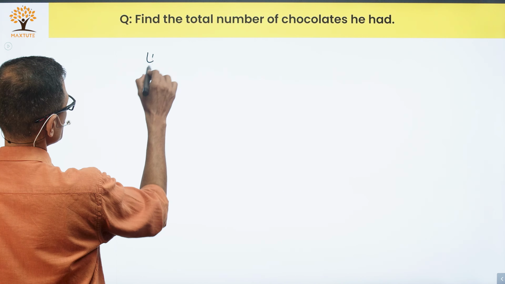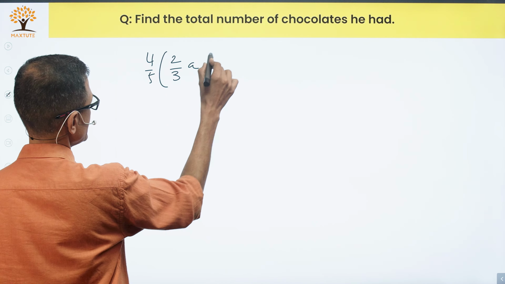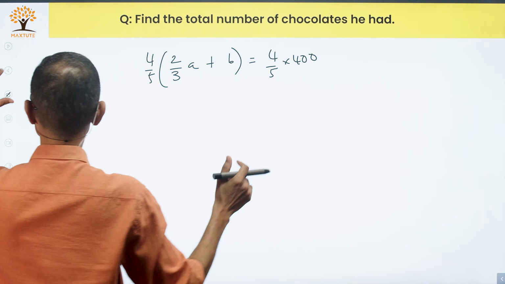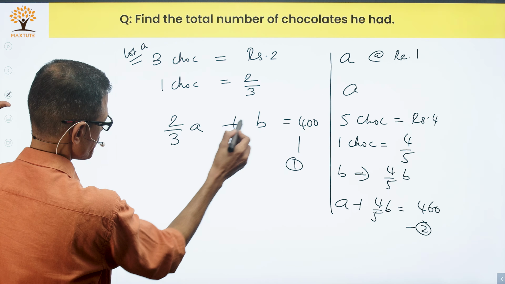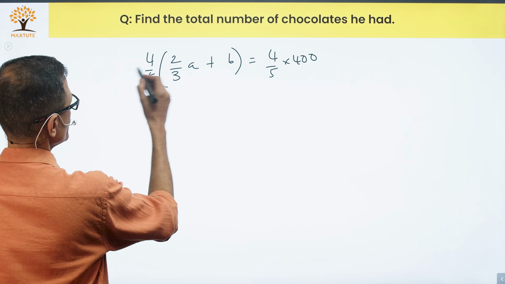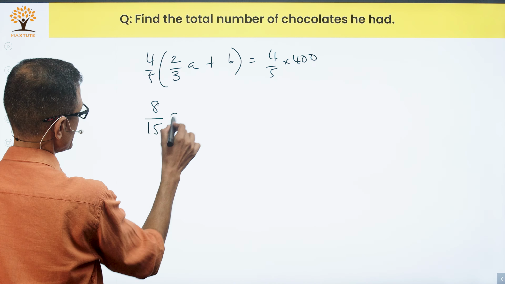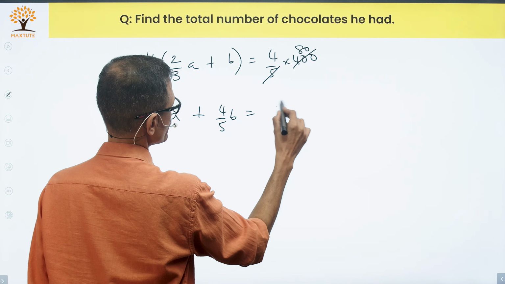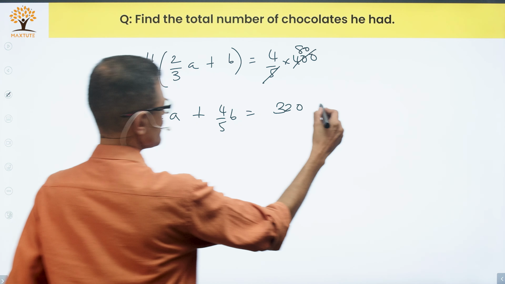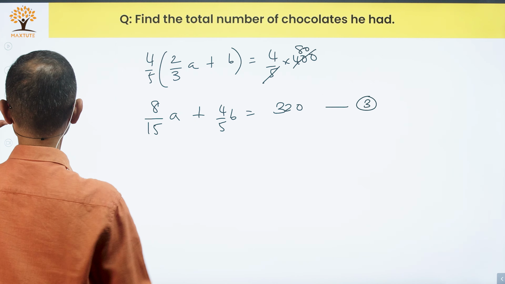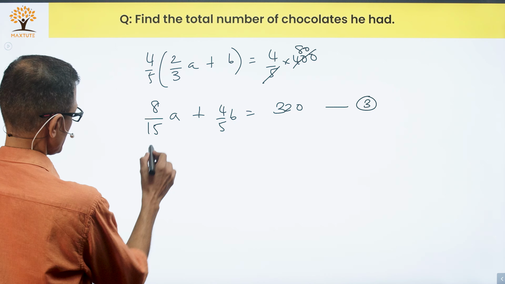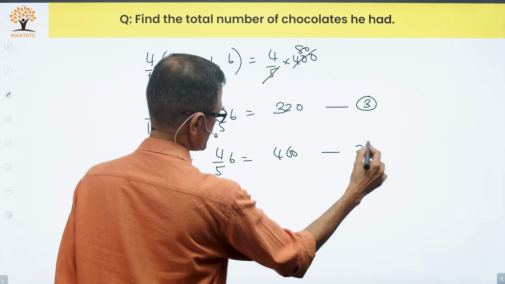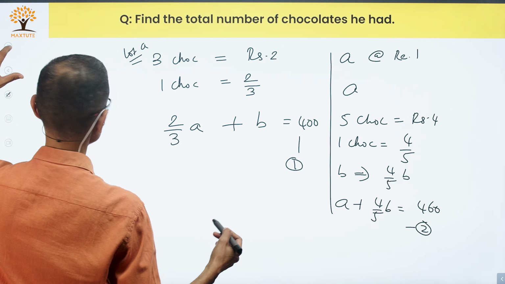You're going to get 4 by 5 into 2 by 3A plus B is equal to 4 by 5 into 400. Let me just check it. 4 by 5 into 2 by 3A plus B is equal to 4 by 5 into 400. So this essentially is 8 upon 15A plus 4 by 5B is equal to, cancels out as 80, so that becomes 320. We'll call this equation 3. Let's take equation 2 right now, which is A plus 4 by 5B is equal to 460. Equation 1, equation 2, equation 3, right?